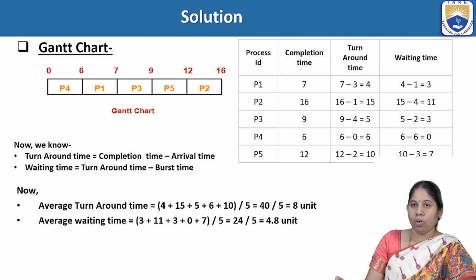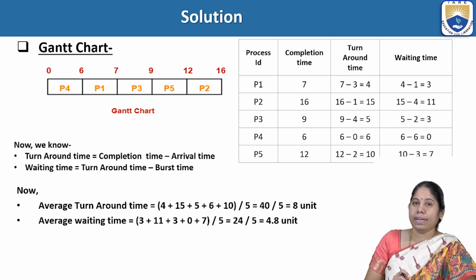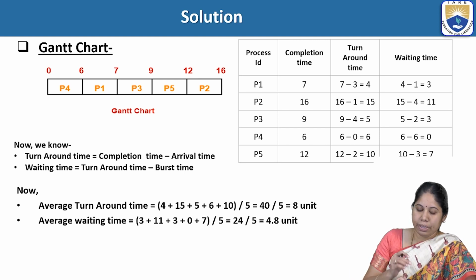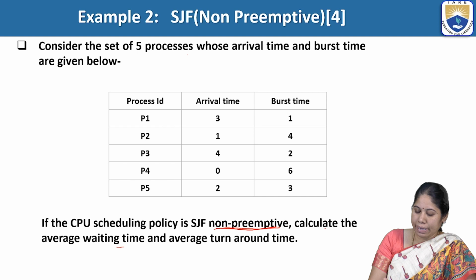For all problems like this, we will apply the Gantt chart. We will draw the Gantt chart for the problem, because a Gantt chart is a graphical representation of which process is taking the CPU and executing. Now, let us see the different arrival times and burst times.